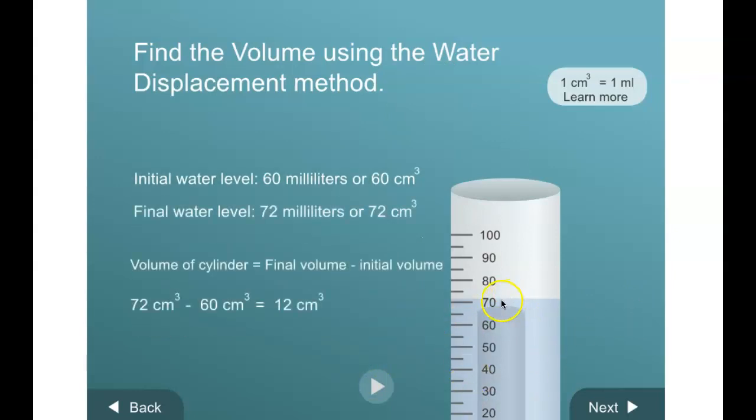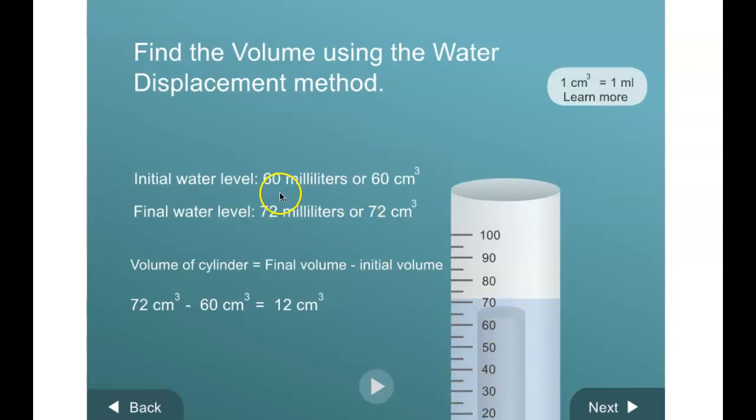Notice this object takes up space, and so it displaces water when placed in the graduated cylinder. The object causes the water to rise by an amount equal to the volume of the object. Therefore, if I read both the initial volume, which was 60 milliliters, and the final volume, which we're estimating is about 72 milliliters, I can subtract the initial volume from the final volume to find the volume of the object.